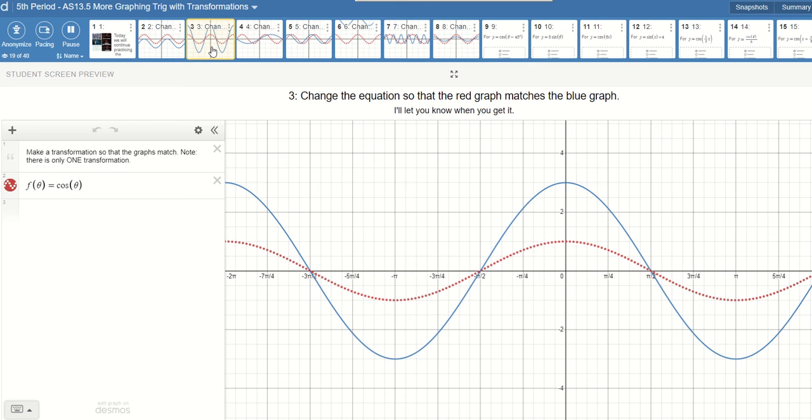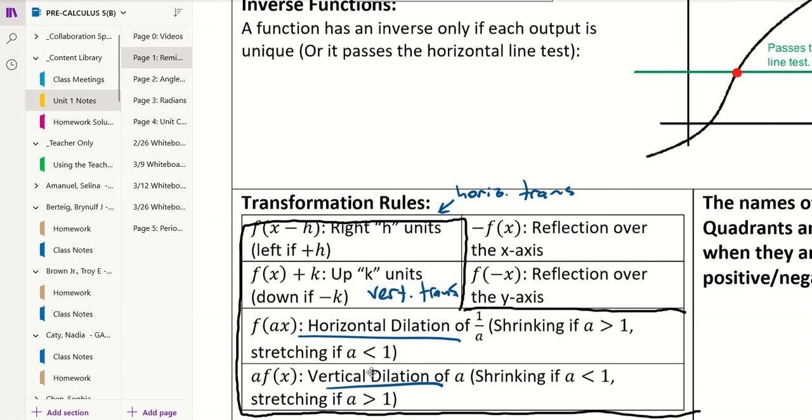This one looks like it got taller, right? It went from the maximum height here being 1 to here being 3, the minimum height being -1, and the minimum height here being -3. So it's stretched out vertically, right? It's a vertical stretch. So we know that as a vertical dilation.